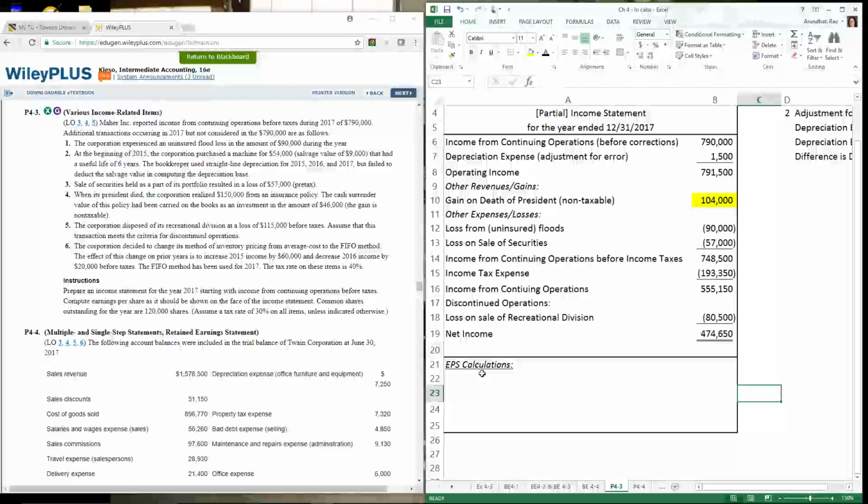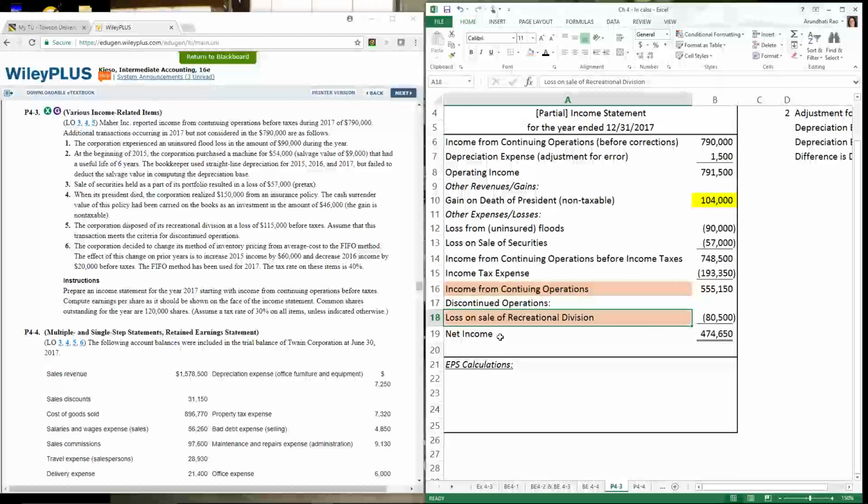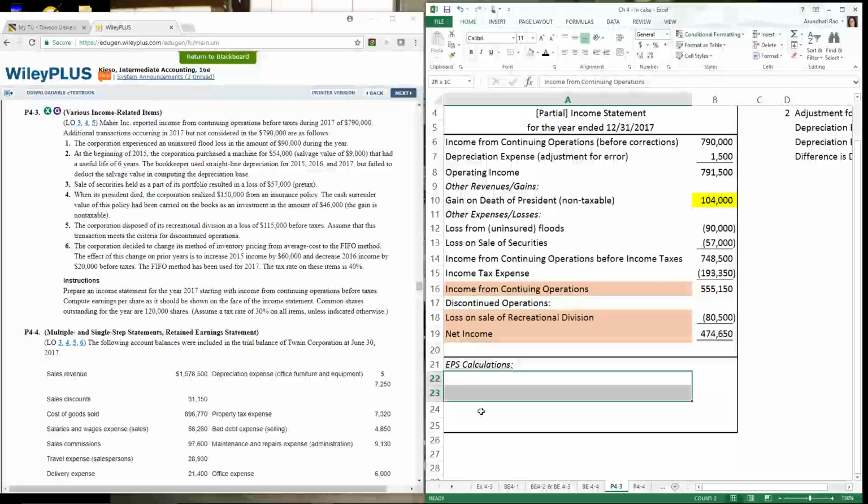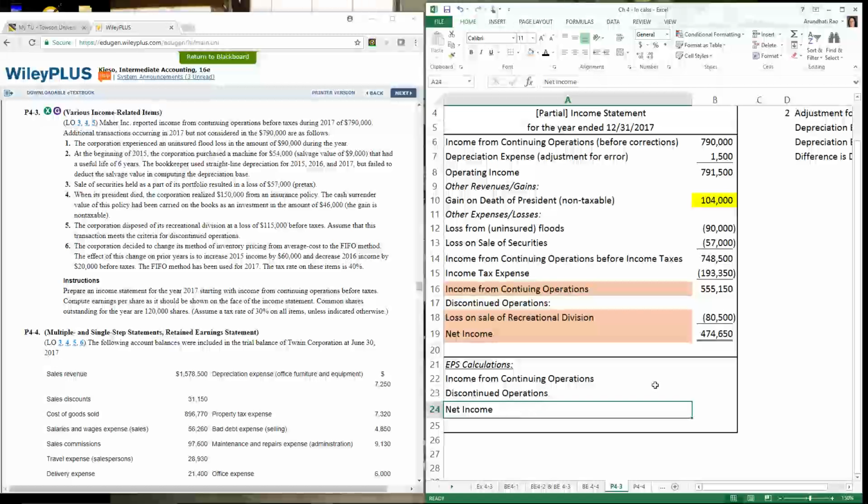Which numbers are we going to do the earnings per share calculation for? We will do it for income from continuing operations. We will do it for the discontinued item and for net income. In this problem, we don't have any preferred dividends. If we had preferred dividends, you will subtract it from the income from continuing operations and net income, but not this item. Okay? So we will do our calculations for income from continuing operations, discontinued operations, and net income.